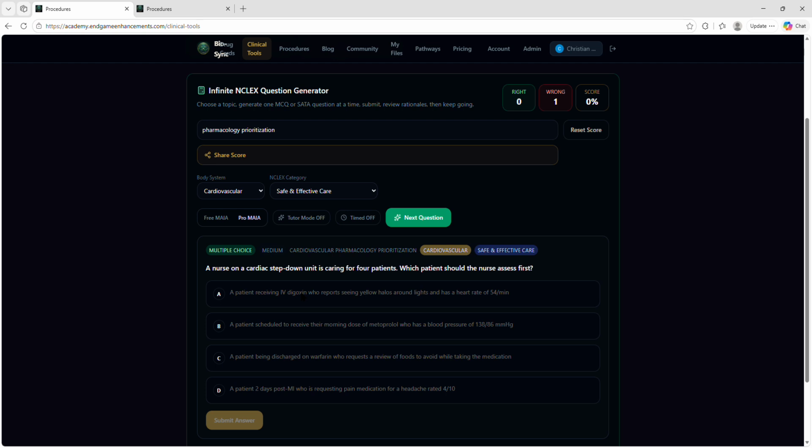Patient received an IV digoxin, reports seeing yellow halos around lights and has a heart rate of 54 beats per minute. Patient scheduled to receive their morning dose of metronidazole has a blood pressure of 138/86. Patient being discharged on warfarin. Man, I can't say half these words. Patient 2 days post MI requesting pain medication for a headache rated 4 out of 10.